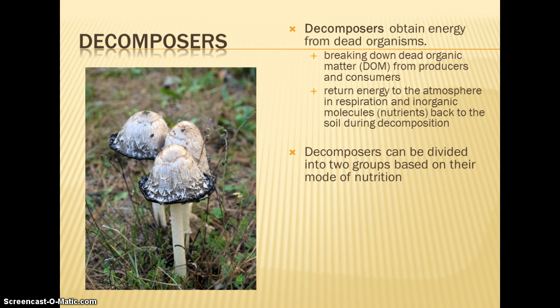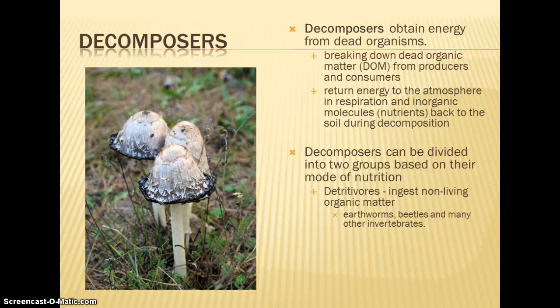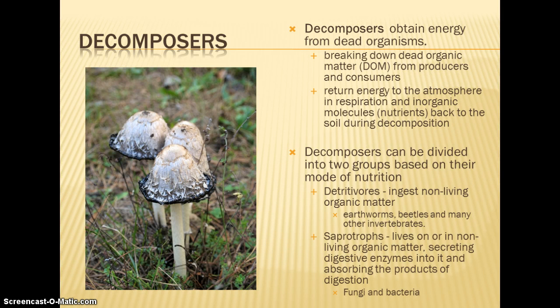We divide decomposers into two different groups. We have our detritivores, which eat non-living organic matter. That's like earthworms moving through the soil, other types of invertebrates. And then we have our saprotrophs. They live either on or in organic matter. They secrete digestive enzymes, and they absorb what they get from digestion. So those are our fungi and bacteria.